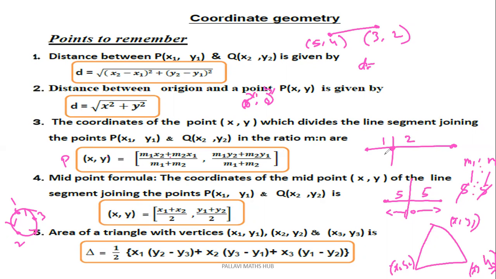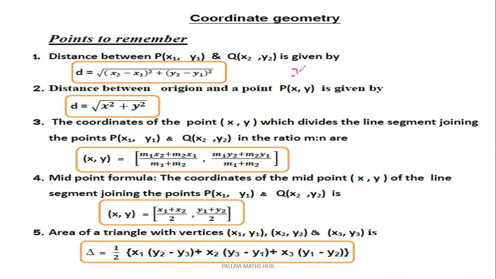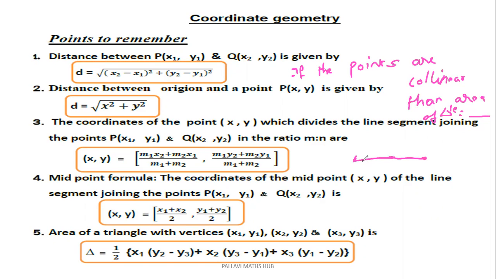If the points are collinear, then area of triangle is equal to dash. They will ask this. Collinear means the points lie on the same straight line. Here no triangle is formed. If there is no triangle, how can we find the area of the triangle? So it is 0. Many times they ask this question. If the points are collinear, then area of triangle is equal to 0.